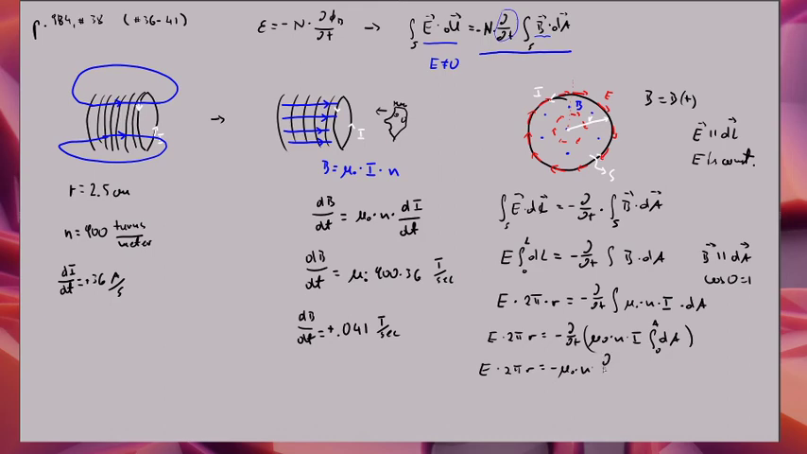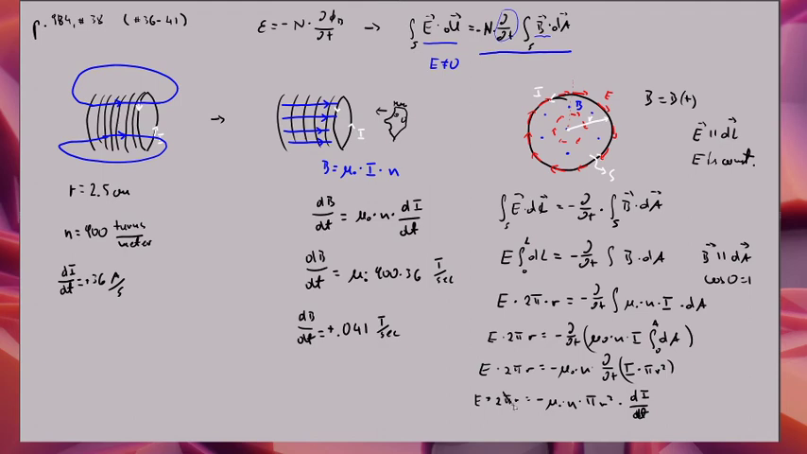And so what I have here is 2 pi r equals minus mu naught times n times I times just the area A, and that would be pi r squared. And of course, this is a constant, so I can pull this out. And so now what I'm going to have is the electric field times 2 pi r equals minus mu naught times n times pi r squared times, there's no need to have a partial derivative here, di dt.